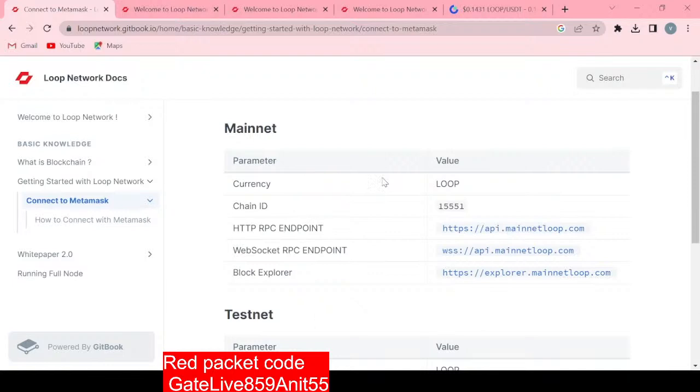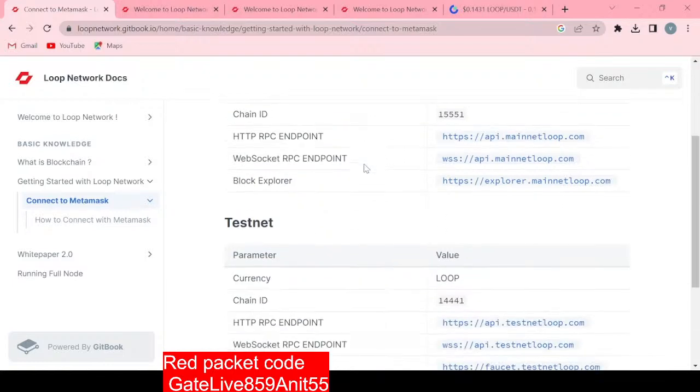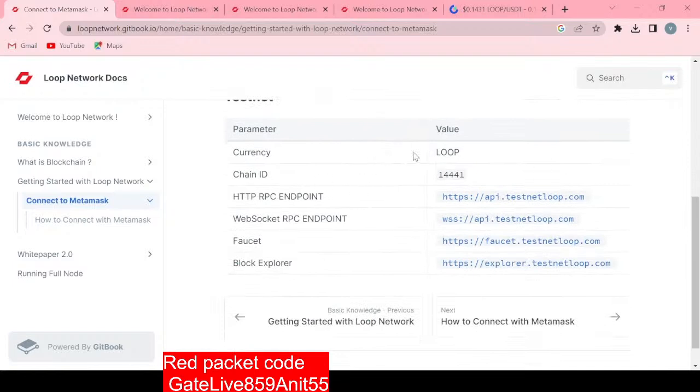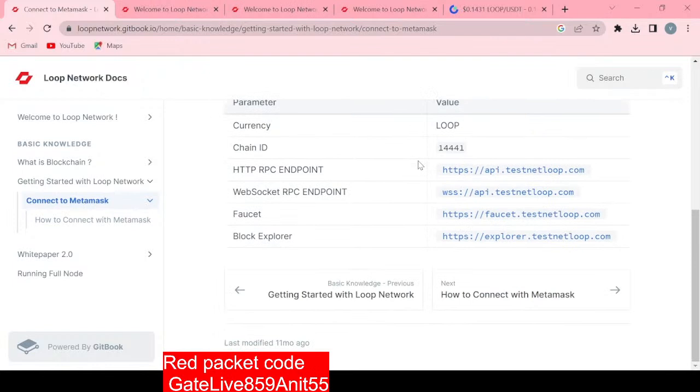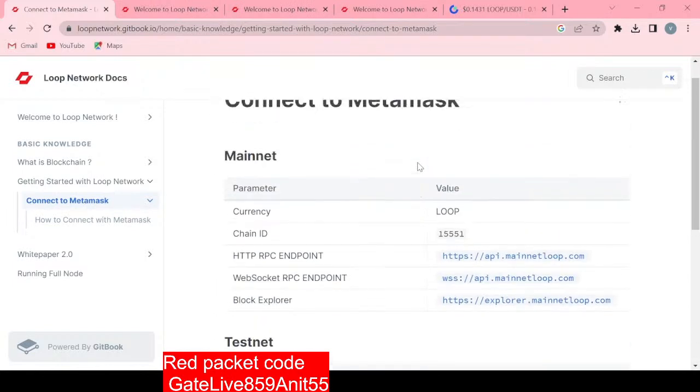Create your wallet in the MetaMask wallet, and the testnet is also given. The chain ID and everything is mentioned in this MetaMask connection. With the loop network, we can get started by connecting this wallet to MetaMask. This is the way to connect a MetaMask wallet.